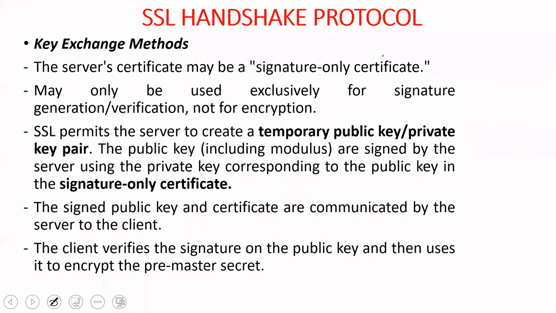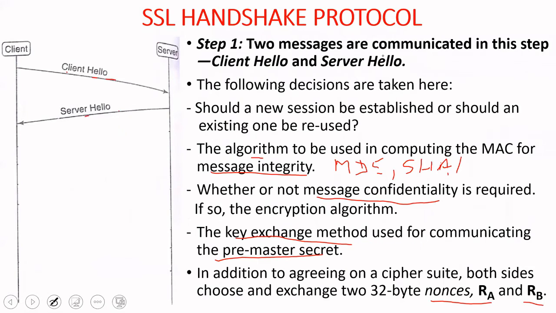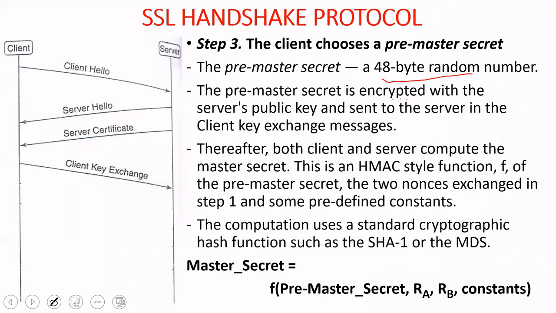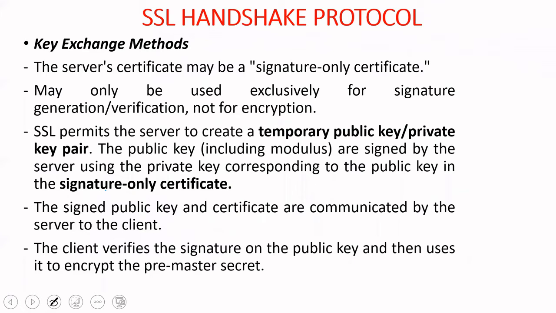Next, we see the key exchange methods. We have seen in step 2 that the server certificate is sent by the server to the client, and that key is used for encryption in step 3. The client is going to use this key that is received in step 2 for encryption.